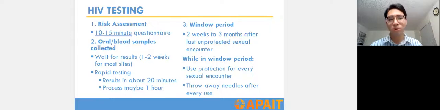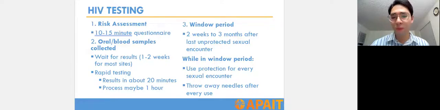Once the blood samples have been collected, results typically take 1 to 2 weeks, after which they will be disclosed to the client. Now, some sites do offer rapid HIV testing that will allow results in about 20 minutes. The HIV rapid test detects HIV antibodies in the body, so it is an antibody test. Antibodies are cells that fight off infection.